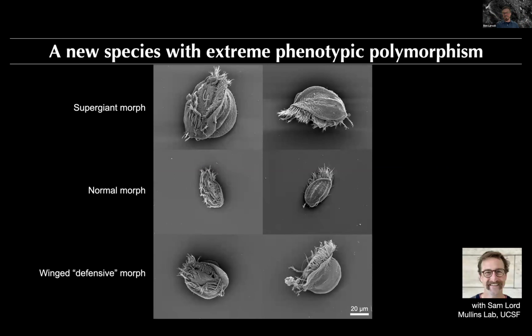So we have these supergiant cells that we saw. These are just electron microscopy images of the different morphs. Supergiants here, these normal morphs. And then we also noticed the appearance of these winged sort of defensive morphs. So in other species of Euplotes, there is this compensatory phenotypic plasticity that's exhibited by some species where in the presence of predation, cell bodies get too big to fit into the mouths of predators. And we see that sometimes going on here. But we really wanted to study this supergiant transition in a bit more detail.